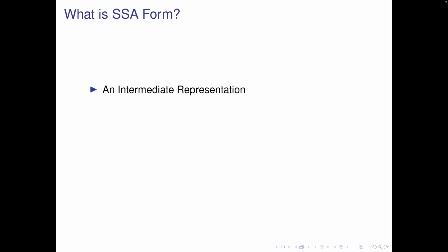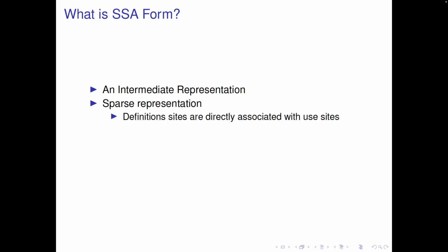So this is another intermediate representation. It looks very similar to 3 address code, but it's really not, because it has more restrictions. It is what is called a sparse representation, because unlike 3 address code, where for a definition you have to trace where it is being used, here you can directly associate it with the use site, because the variable is assigned only once. So wherever it is used, you know that this is the variable. Now look at these 2 programs.